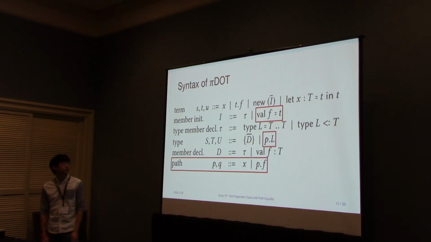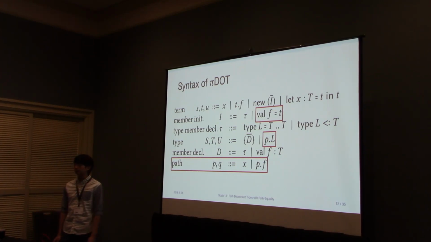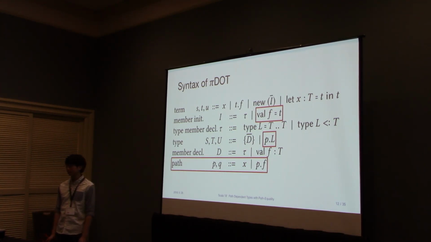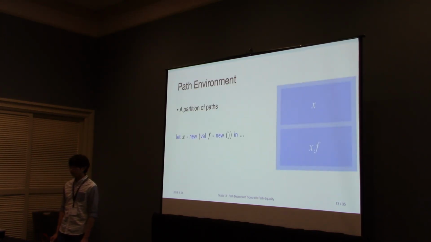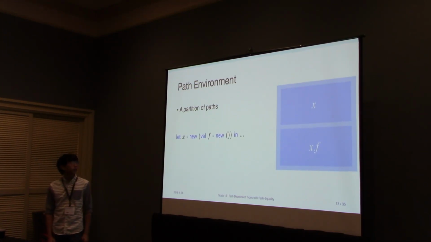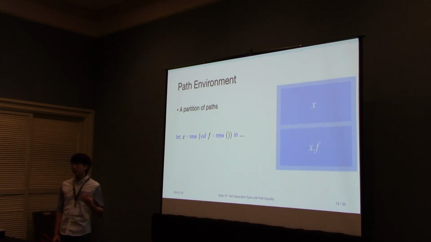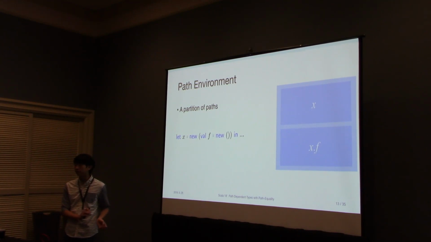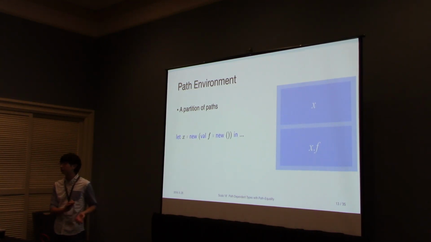So this is the complete syntax of Pi dot. As I mentioned, it contains field, path, and type selection on a path. To track the path equality, we introduce path environment. Path environment is a partition of paths. So if two paths are equal, then the two paths belong to the same set.